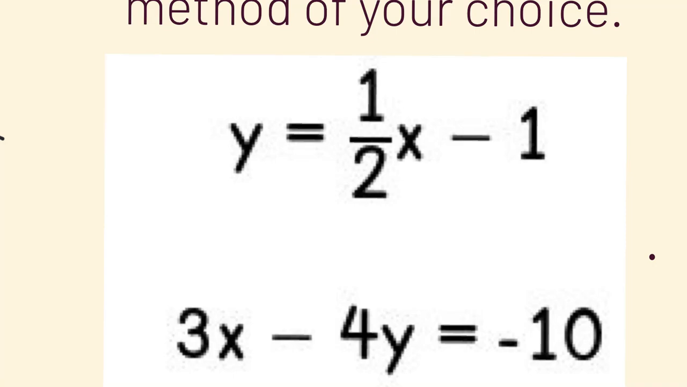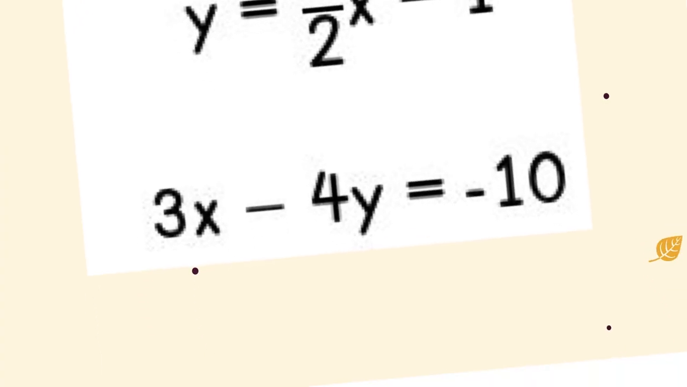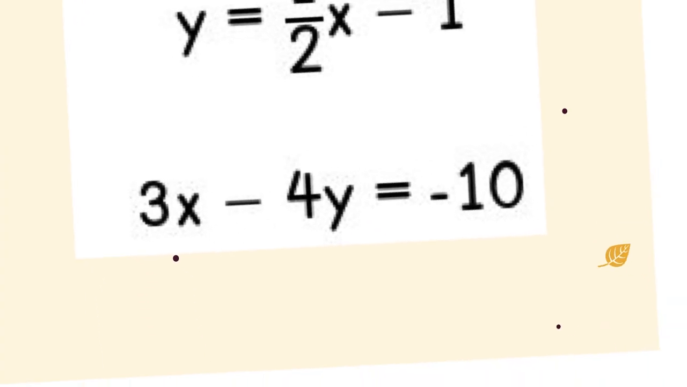A lot of ways to solve this. We can do graphing. If we have both of them in y equals, we can graph them in Desmos and find where they cross. Do you want to do that here? We already have one in y equals. Would you like to do that? Okay, so in order to do that, we're going to need to change this second one.